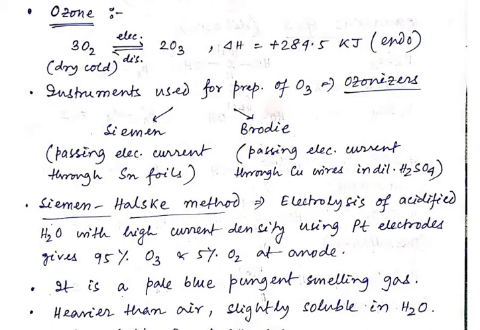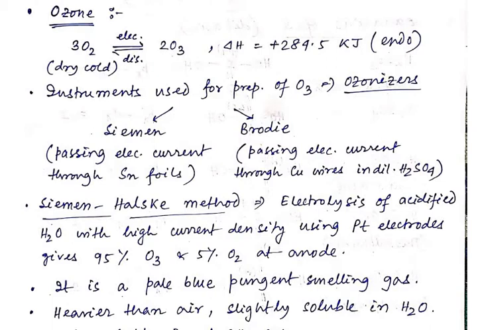For this reaction, the value of the enthalpy change is plus 284.5 kilojoule, which means this reaction is endothermic in nature. So if I have oxygen in dry cold state and apply electrical discharge into it, then we can get ozone. The instruments used for the preparation of ozone are known as ozonizers. Mainly two types of ozonizers are there. The first one is the Siemens ozonizer, and the second one is the Brodie ozonizer.